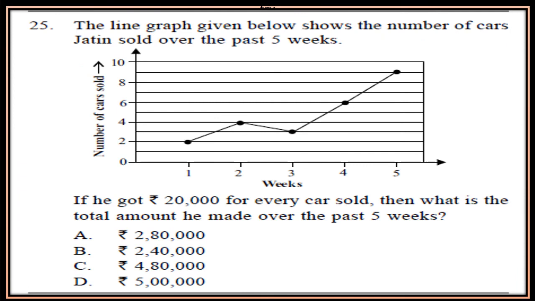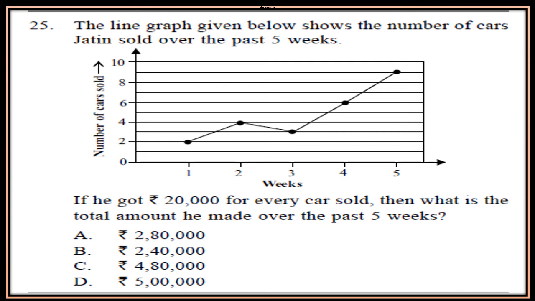Question number 25. The line graph given below shows the number of cars Jatin sold over the past 5 weeks. Now see the graph carefully. So in the first week the number of cars sold is 2, and in the second week it is 4, third week it is 3, fourth week 6, and fifth week 9.